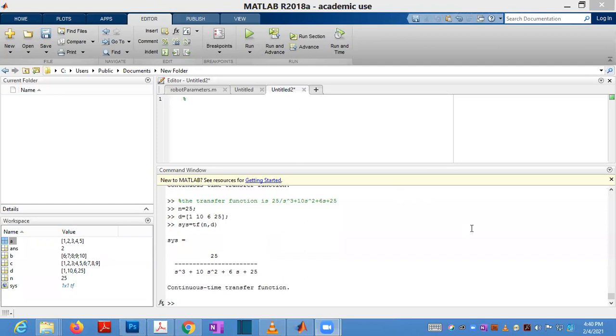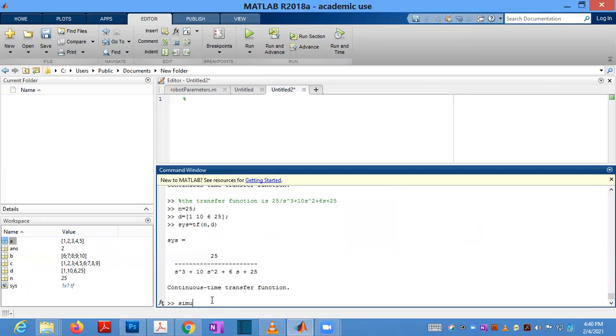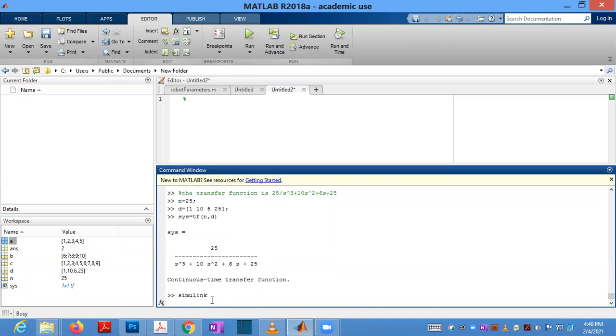MATLAB installation, Simulink. For opening Simulink, you can directly type Simulink here. If Simulink is there, it will pop up another window. If it is not found, it means Simulink is not installed. You can install Simulink. Are you using Windows system or Linux? Windows system.